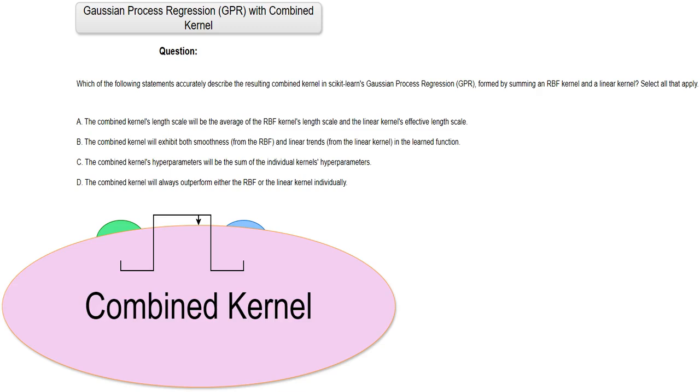This is the result of adding the RBF and linear kernels. It's the best of both worlds. This combined kernel gives me the flexibility to model both smooth curves and linear trends.